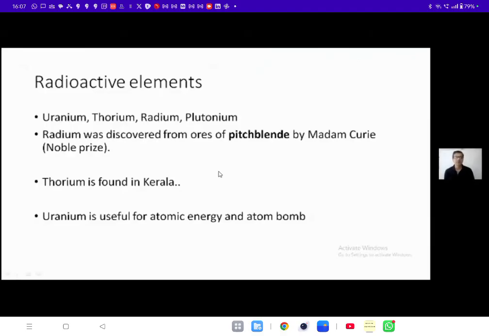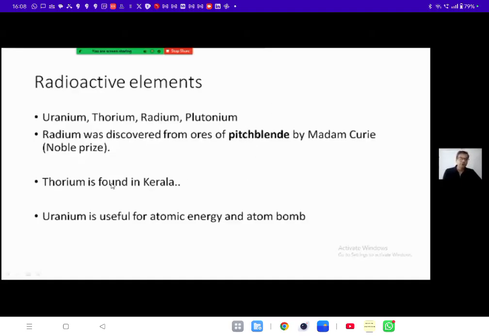Radium was the first such substance discovered. It was obtained from ores. Ores means the mine. So you have to do mining, and the stone from the mine through which radium is obtained is called pitchblende. It was done by Madame Curie. But at that time people did not know radioactivity is so harmful, and some deaths also happened because of these radioactive chemicals. Later on we came to know that the rays are very harmful.